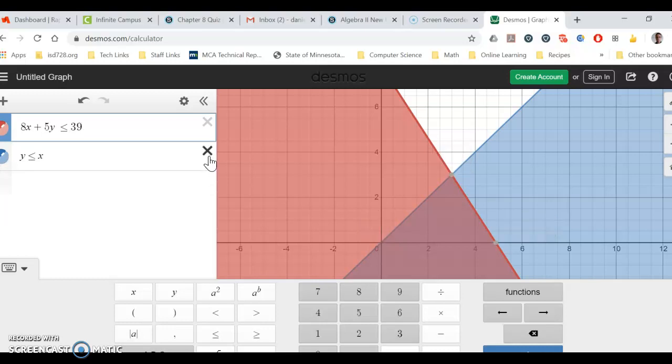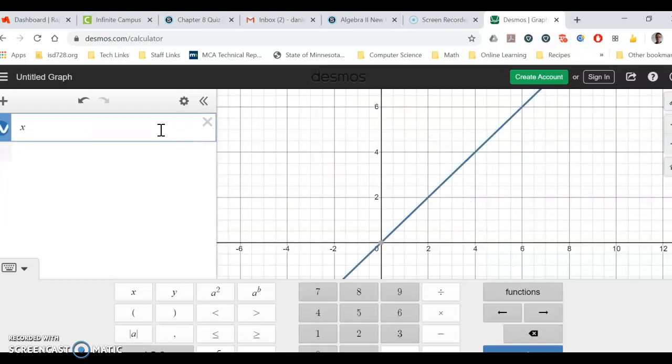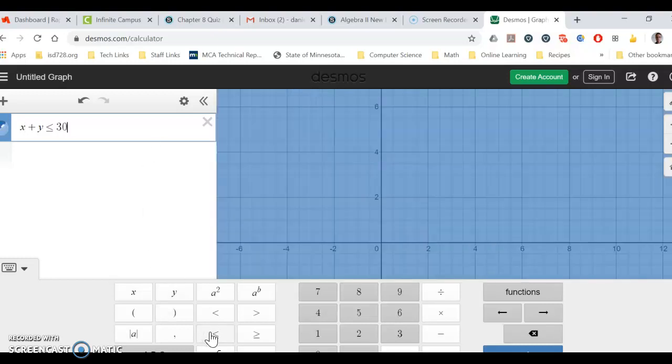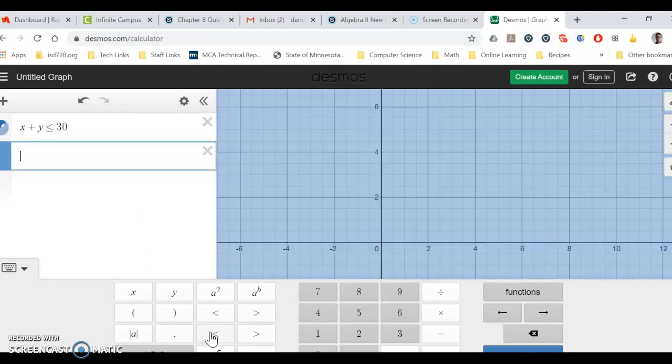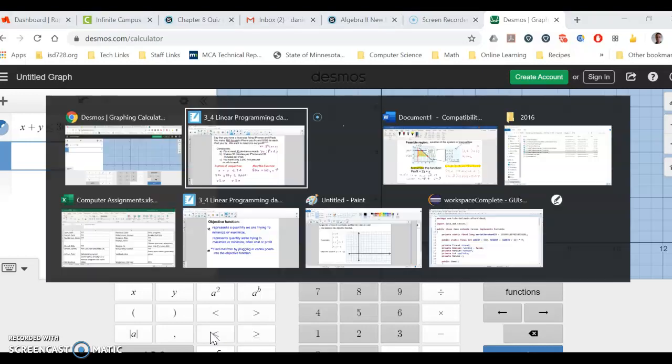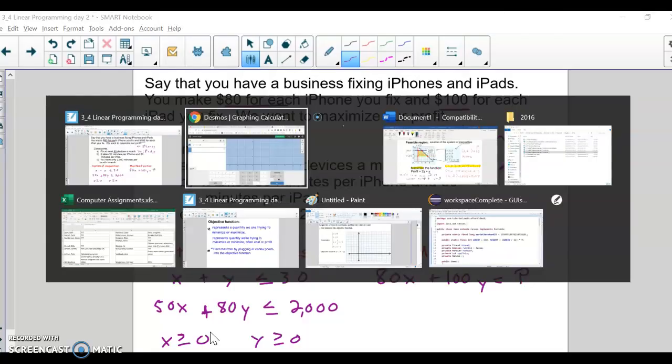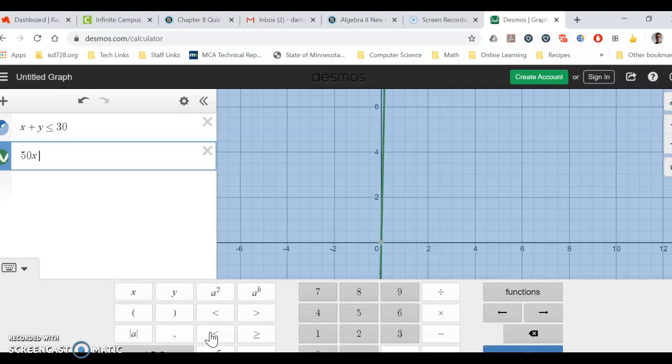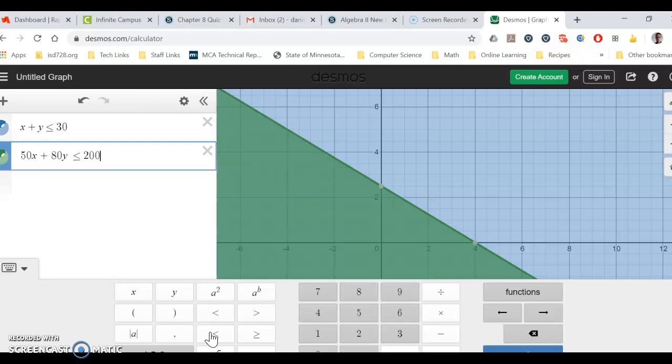All right, so bring it back up here. So it's x plus y less than or equal to 30. And then, what was it? I forget, 50x and 80y. 50x plus 80y less than or equal to 2000 minutes.